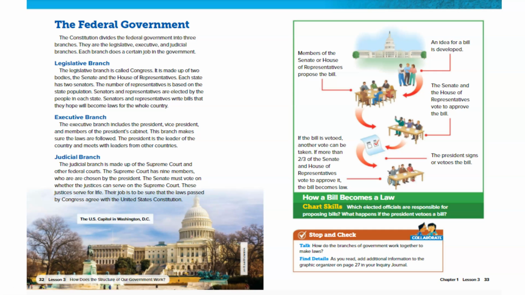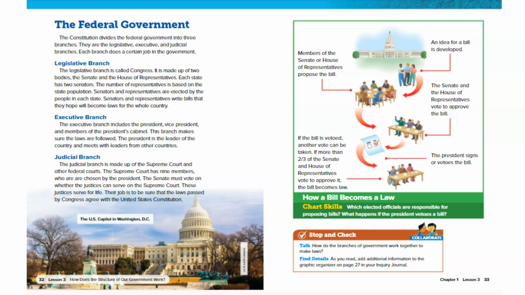Boys and girls, using your schema about what you know a judge does, can you tell what the main duty of the judicial branch is? Pause right here. That's right. The judicial branch is the one that interprets laws, meaning they decide whether or not they follow the Constitution and award consequences for American citizens who may break our laws.